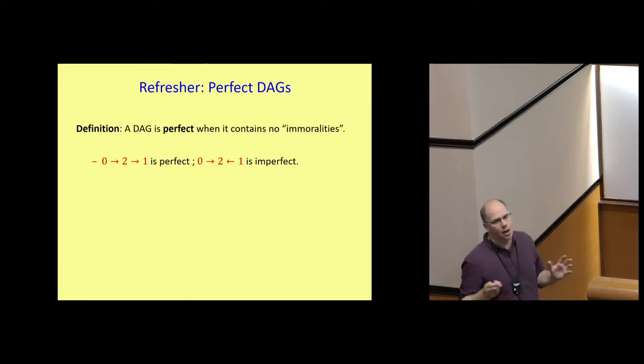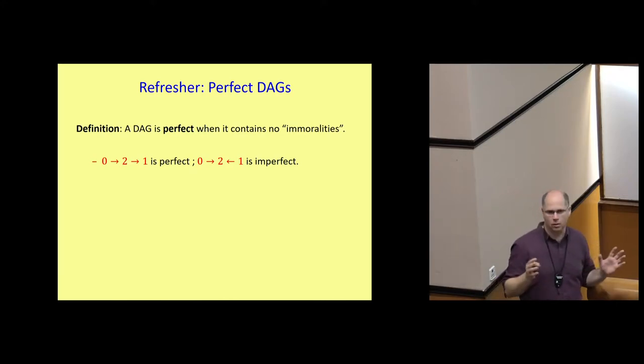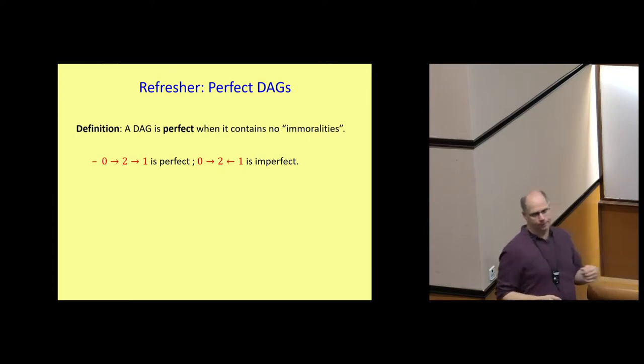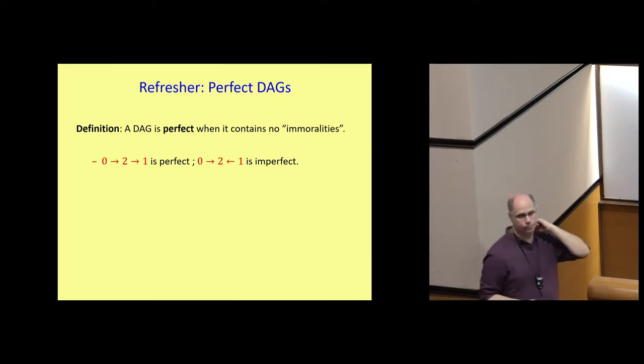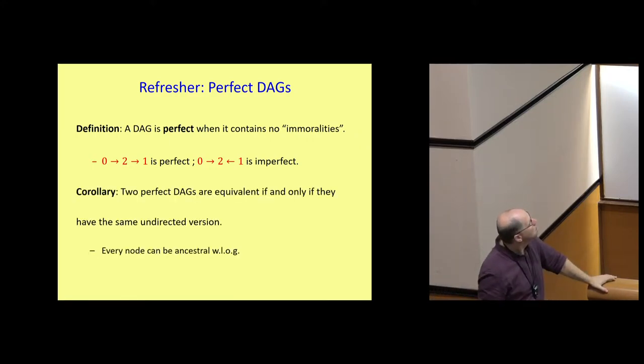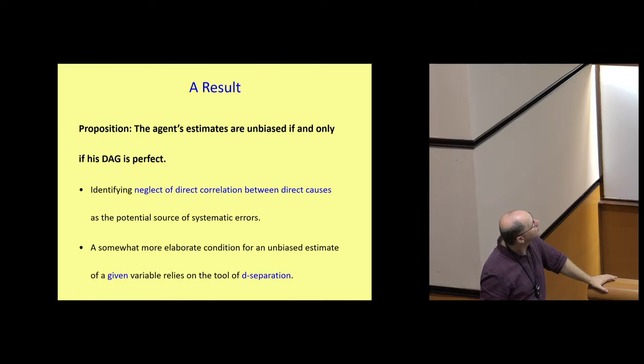So it's like I'm not willing to make any assumptions about the true process. I'm asking, regardless of what the true process is, will your beliefs be correct on average? Okay, so that's the result.